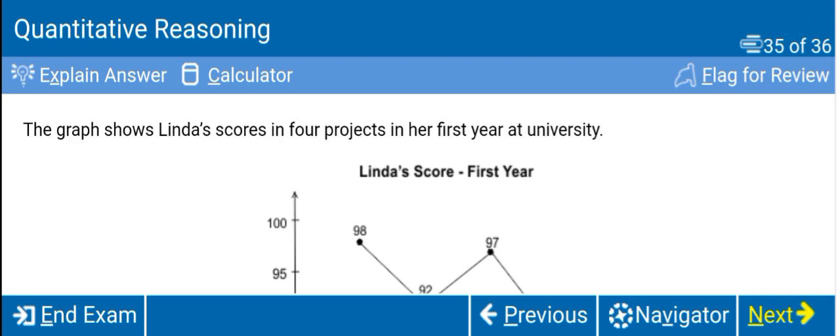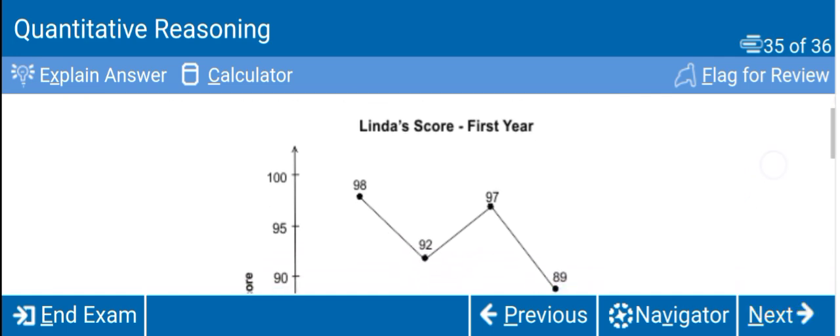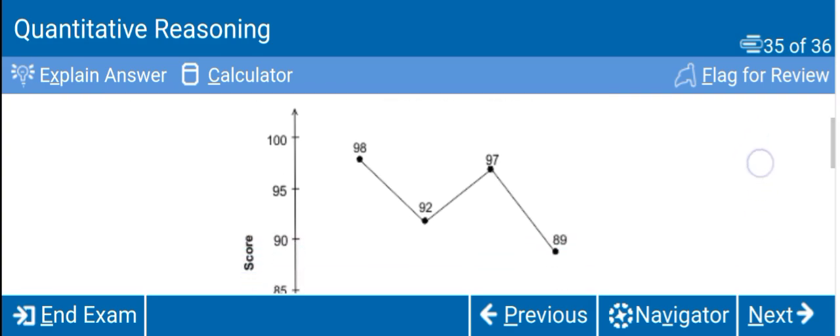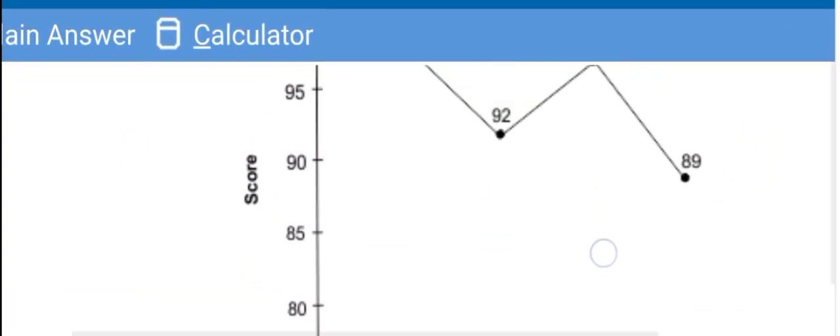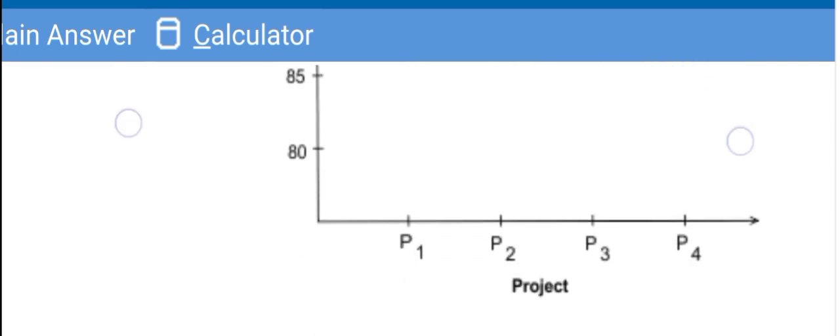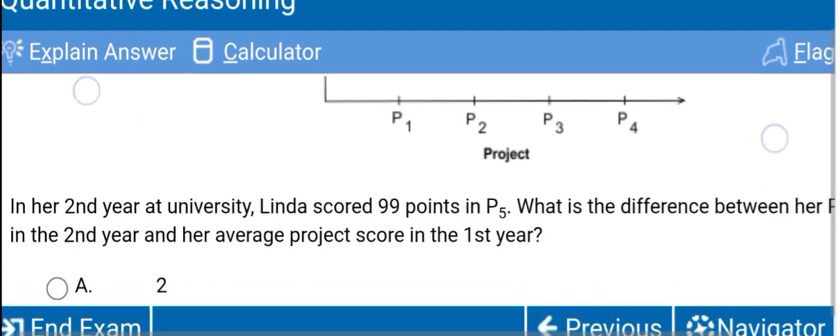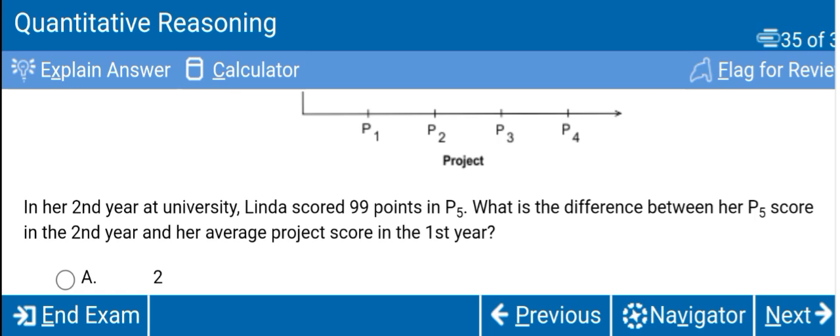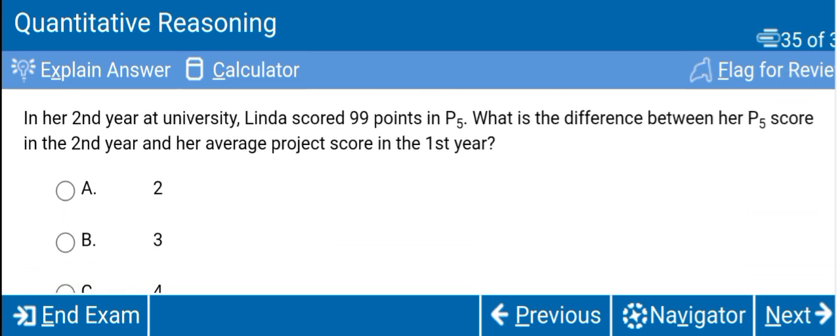So the next question we have is: the graph shows Linda's scores in 4 projects in her first year at university. So we have Linda's score in first year, these are the scores, and this is the projects. The question is, in her second year at university, Linda scored 99 points in P5. So what is the difference between her P5 score in the second year and her average project score in the first year?